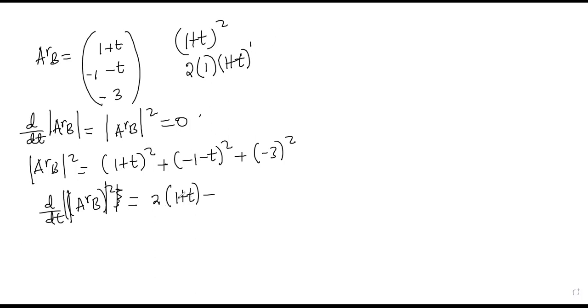So that is what I've done, 2 into (1 plus t). When you differentiate here, you drop the power 2, differentiate what is inside, that is minus 1, because when you differentiate this, you get 0. When you differentiate negative t, you get negative 1. Then you rewrite the function (negative 1 minus t) squared. Then here, of course, when you differentiate 3, you get 0. So this is equal to 0.